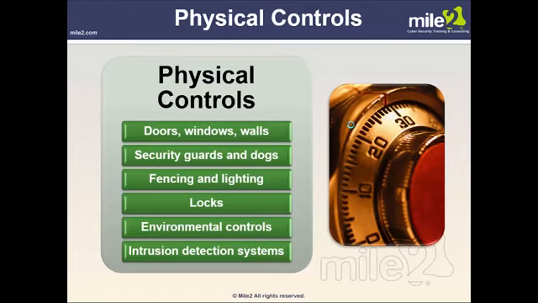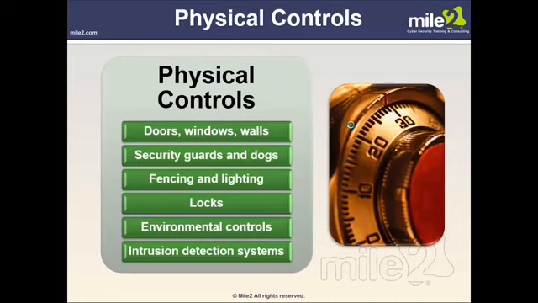Security guards and dogs might also be part of that physical control. Fencing and lighting, as in how tall your fence is and what is your fence actually protecting, right? So we're putting barbed wire up there and so forth, right? And of course, lighting is also very important.